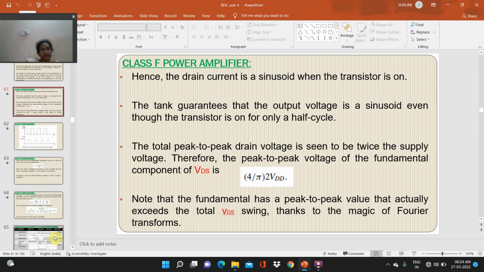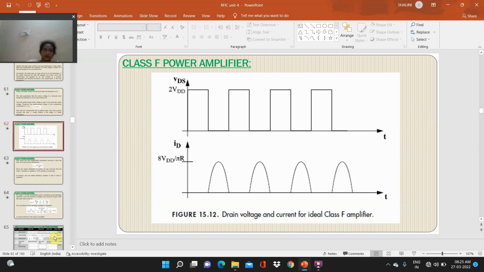The tank guarantees that the output voltage is a sinusoid even though the transistor is on for only a half cycle. The total peak to peak drain voltage is seen to be twice the supply voltage. Therefore, the peak to peak voltage of the fundamental component of VDS is 4 by pi times 2 VDD. Note that the fundamental has a peak to peak value that actually exceeds the total VDS swing, thanks to the magic of Fourier transforms.